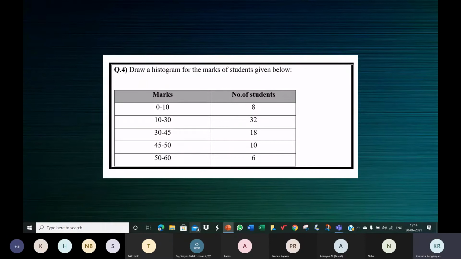What is the class size of the first class interval? 10. Second class interval, 20. Third class interval, 15. Fourth class interval, 5. And the last class interval, 10. So see, we have varying class sizes.